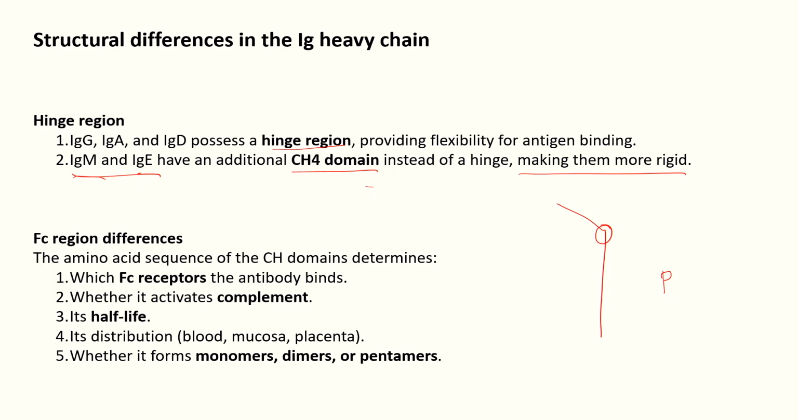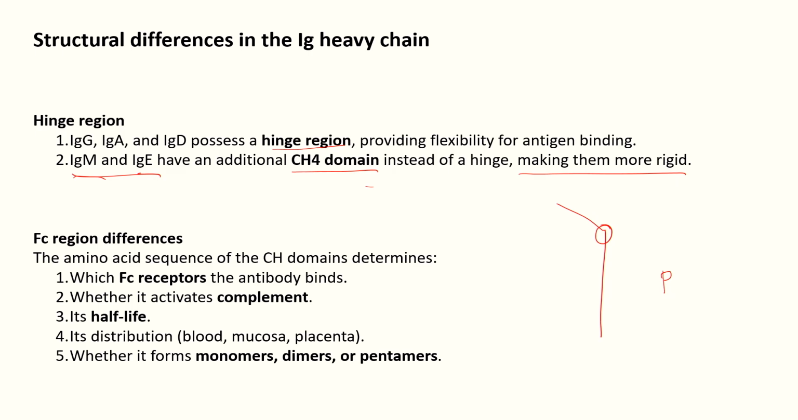So remember, IgG, A and D are a little flexible because of the presence of the hinge region, while IgM and E are rigid because of the absence of the hinge region. And why is there an absence of hinge? Because there is an additional CH domain in the hinge region. So the hinge region is occupied additionally by a constant region.